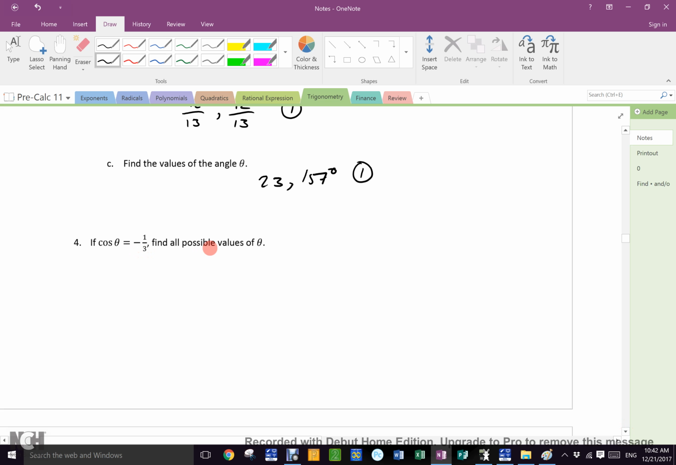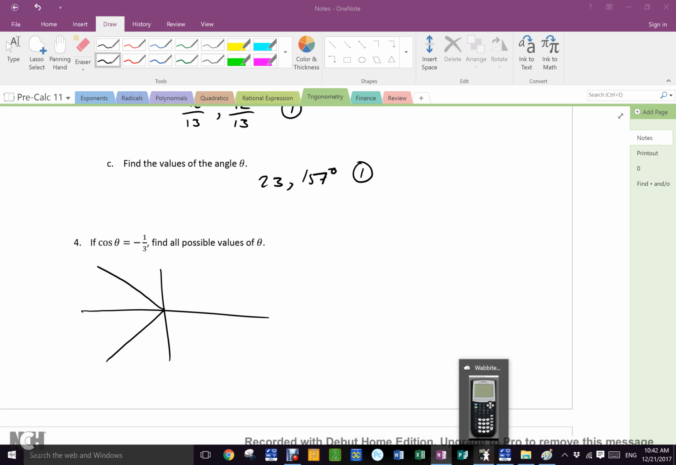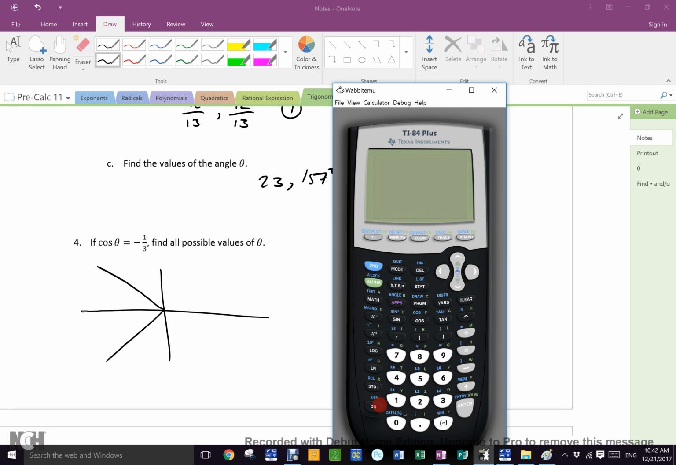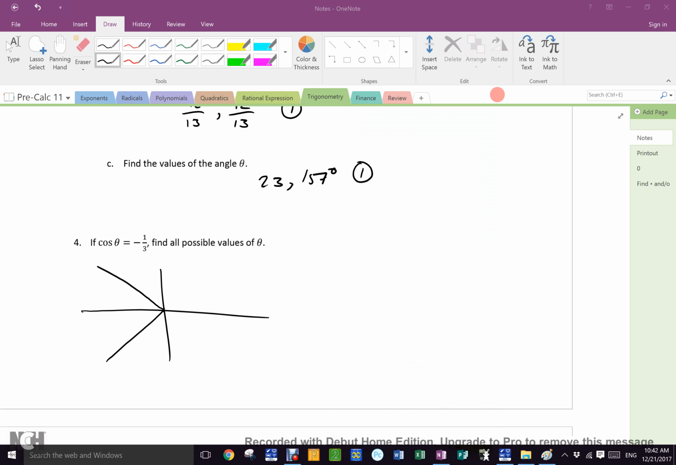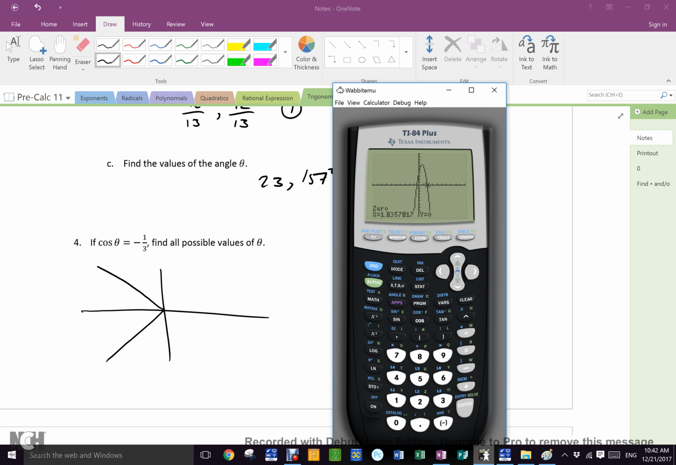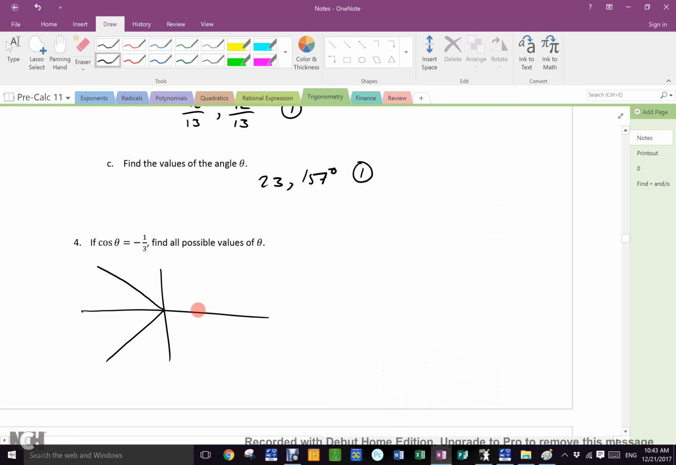If cos is -1/3, find all the values of theta. If cos is negative, it must be over here, yes? So all you got to do is shift cos that, and you find that you get whatever you get. Shift cos of -1 divided by 3 is 109. So that's 109, right?